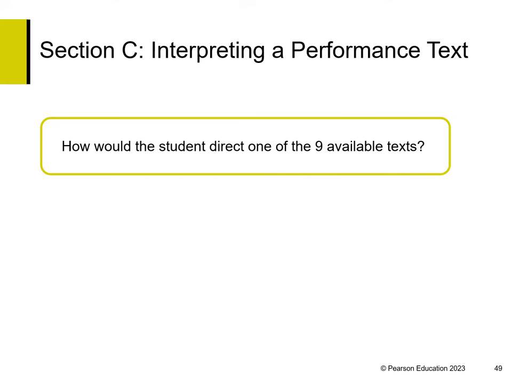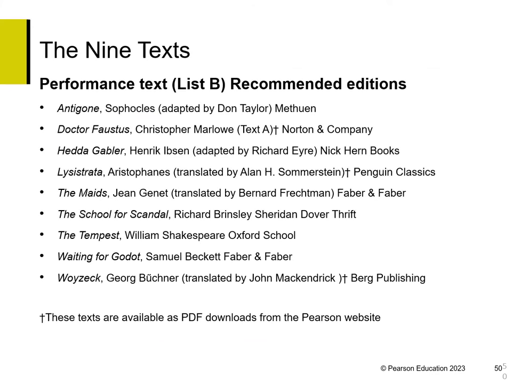Make sure they've had plenty of opportunities to direct some work. You can be doing this right from Component 1, a little bit more sensitive with Component 2 if they're directing their peers. But particularly when you're working on your Section C text, make sure that they've all had experience of being a director and taking charge of one of these 9 texts. Remember, they've got to be clean copies that they take into the examination room with them.